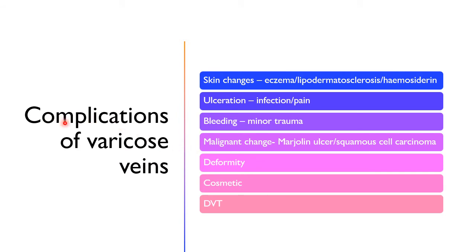What are the complications of varicose veins? This is a long list of complications, of which the top 3 are the most common. Skin changes, eczema, lipodermatosclerosis due to deposition of hemosiderin, ulceration leading to infection and pain, bleeding. These dilated veins can be easily traumatized and cause bleeding due to rupture, malignant change, deformity, cosmetic, and DVT.